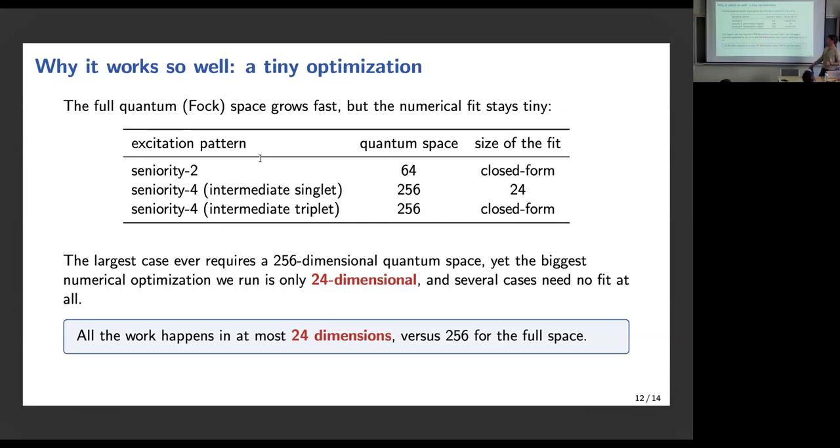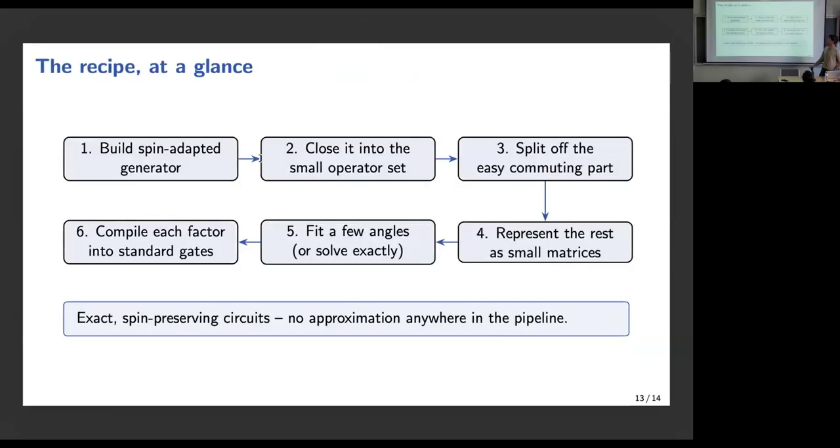So yeah, that's the key ingredient, the secret sauce. And I guess here's a quick summary of the full pipeline. The first step is to build your spin adapted generators instead of the standard generators that you would use. The second step is to find closure in the Lie algebra. So you want to make sure that these generators are a part of a small closed Lie algebra. Once you find your algebra closure, then it's pretty simple.